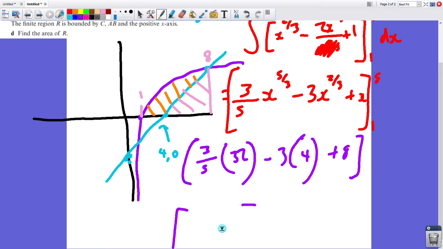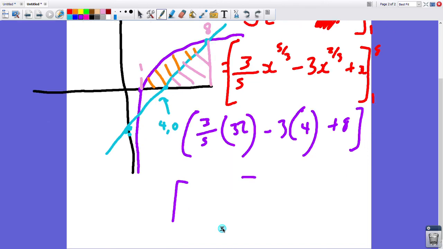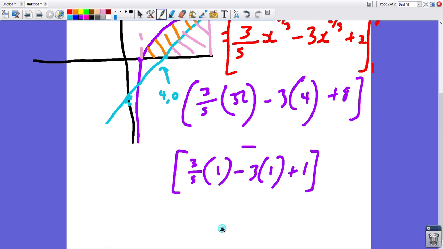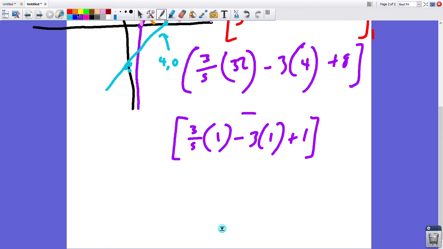So square brackets, 3 over 5 lots of 1 cube root is 1, the power of 5 is just 1 as well, minus 3 lots of 1 to the power of 2 over 3 is just going to be 1 as well, and then plus 1. Okay, now some mental maths here.